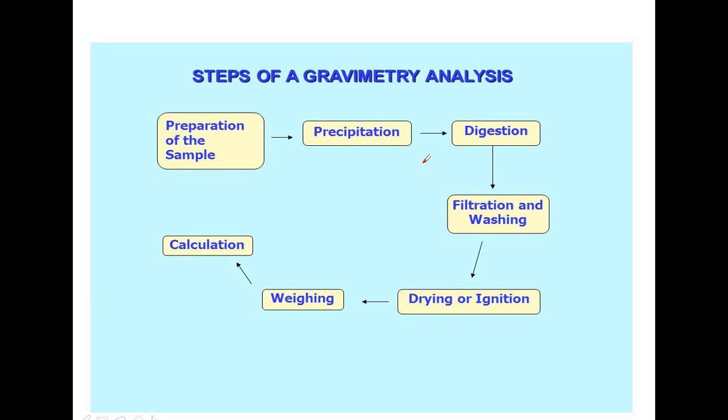Once the precipitation is done completely, the precipitate thus obtained is digested for about 2 hours at a temperature of around 80 to 90 degrees Celsius. Later it is allowed to settle down for 2 hours, and then it is filtered, and the precipitate is washed several times with distilled water until the washings are absolutely free from chloride ions. Then the filter paper and the precipitate are transferred to a Gooch crucible and subjected to ignition in a muffle furnace or an electric furnace, dried, and weighed, and further we do calculations at the end.